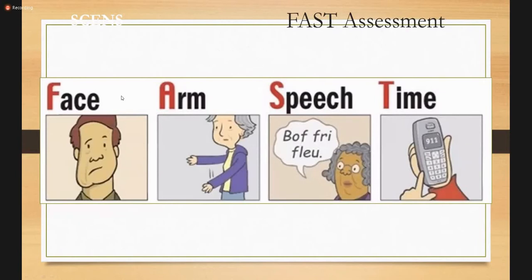This is FAST: A for face. Either the patient has drooping of the eyelid or face, or there is ptosis, or if the arm is involved, hemiplegia. Speech: the patient has dysarthria, aphasia, or global aphasia, and how much time it is since the patient presented to us. So this is FAST.